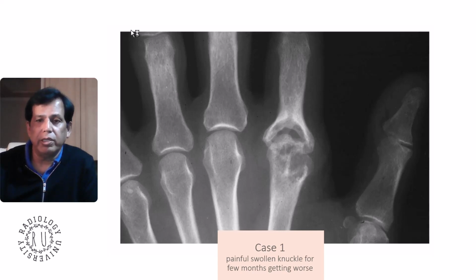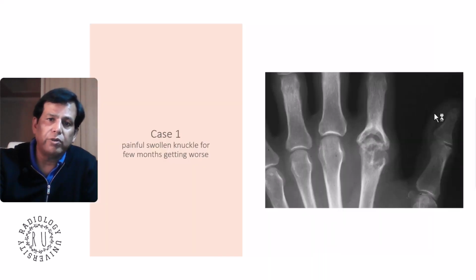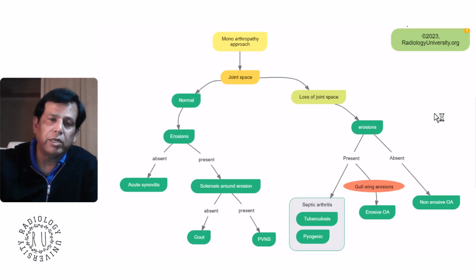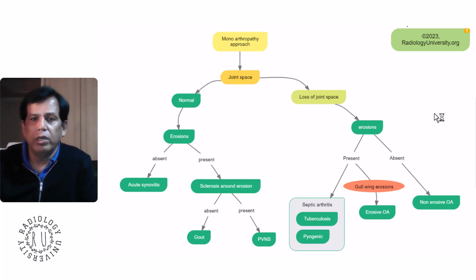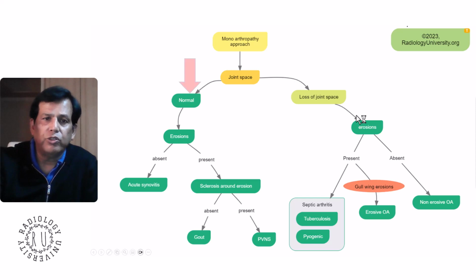It's commonly seen in bigger joints like knee and hip, but remember, you can see it in distal joints like the MCP, and remember PVNS as one of the diagnoses. Let's see whether we can explain more in a diagrammatic flow chart. So we tried to make a flow chart about monoarticular. In this one, we can say joint space was normal. There could be a loss of joint space or normal.